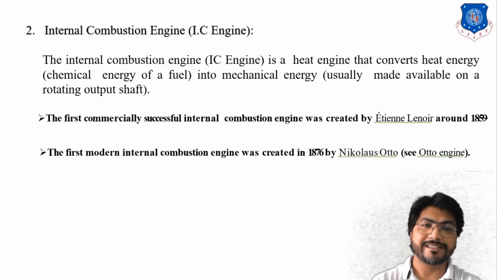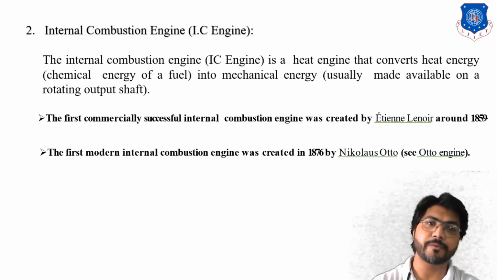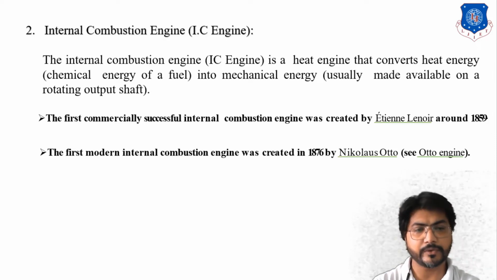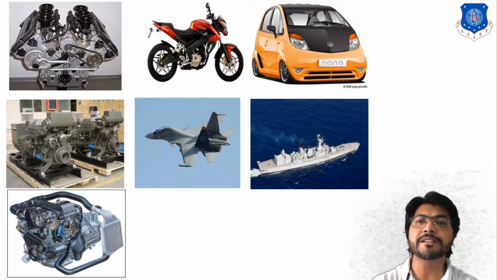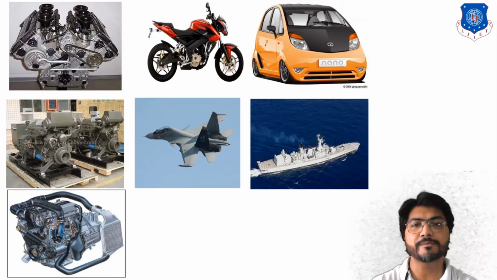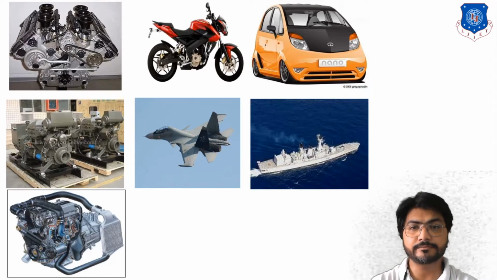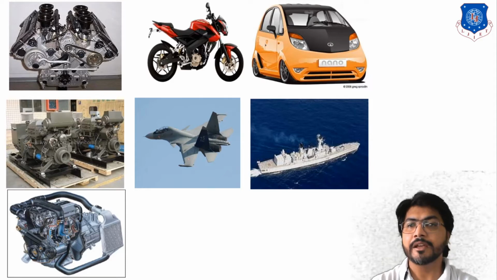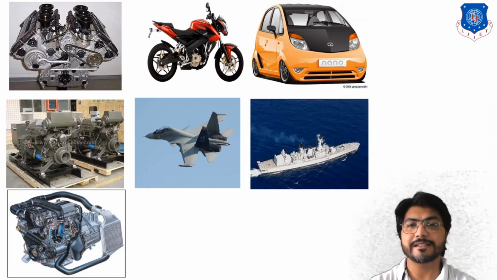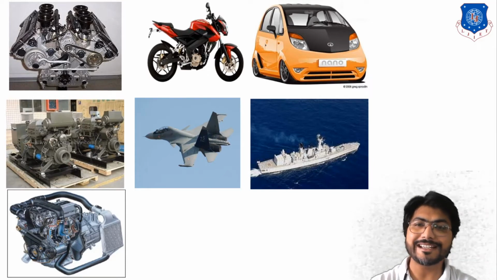The petrol engine is based on the Otto cycle, named after Nicholas Otto. These are examples of internal combustion engines: two-wheelers, four-wheelers, marine engines, airplanes, and air jets. All these engines are called IC engines.